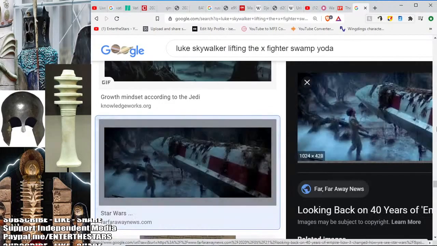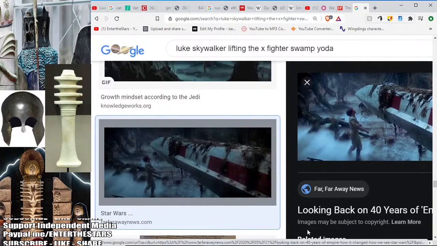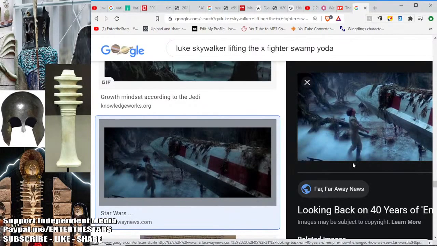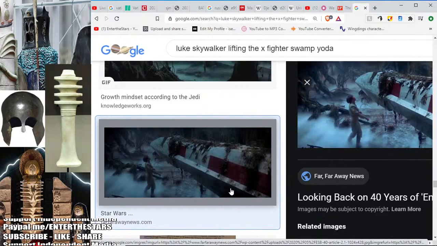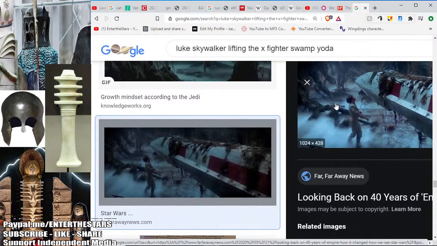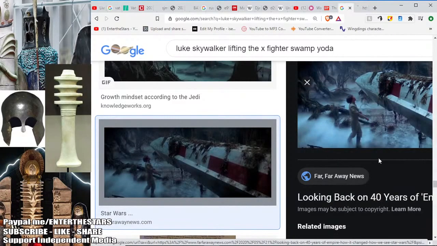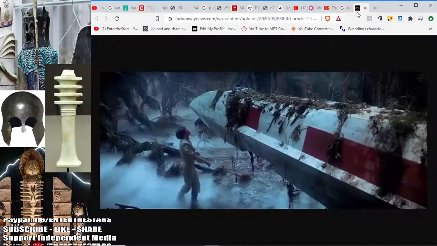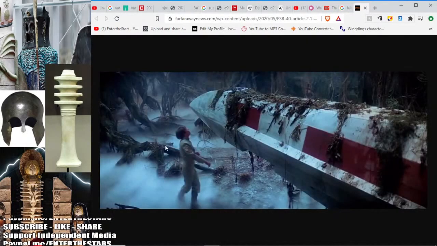Here's a shot of Luke. Look at this. This is the pillar. It almost looks like an obelisk with wings. That's what the X-Wing fighter looks like, right? Let's open this image here. It's an obelisk with wings.